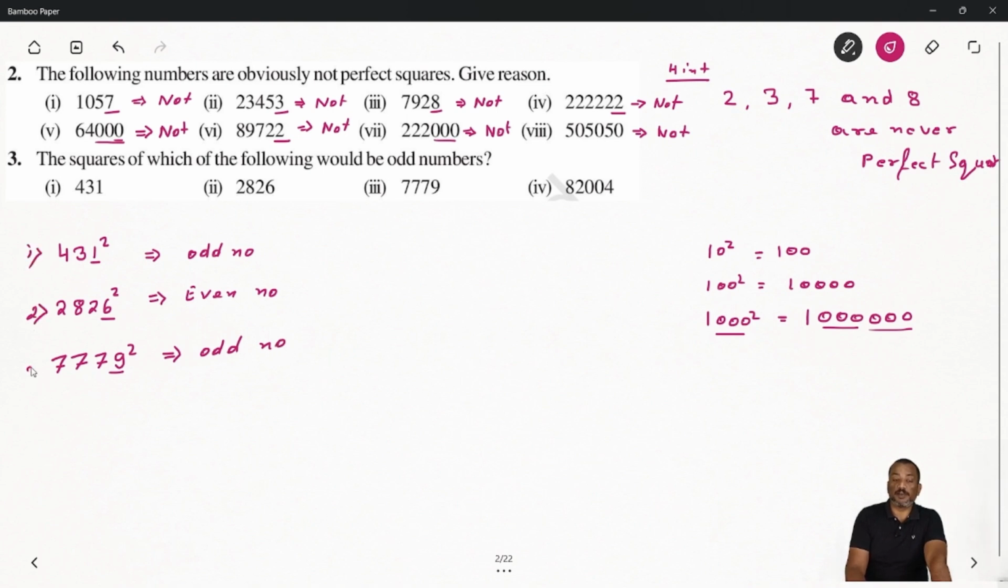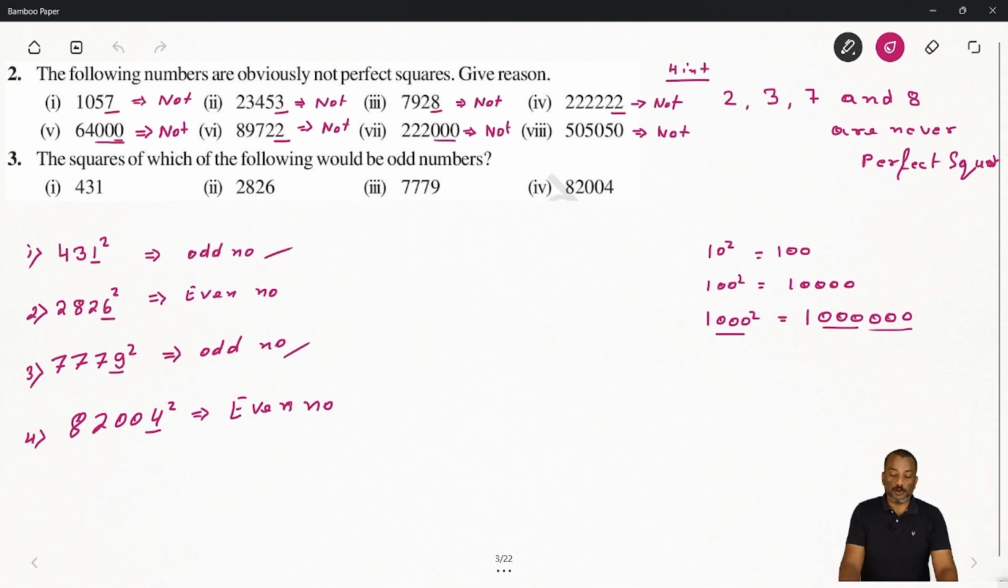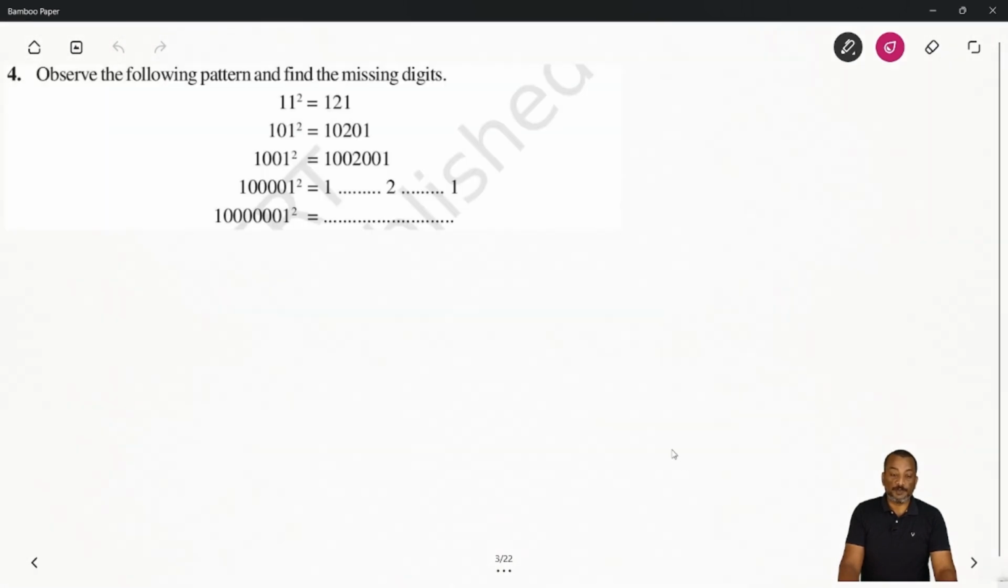Now next one you are seeing here. First I will write the number. Question number, so fourth one it is saying 82,004. Okay. So unit place you can see 4 is there. So 4 square always comes 16. So which means if unit place is 4 so you will get an even number square. Okay. So here which are the correct options? You can say third one and first one. Hope you getting. Now coming to the next question.